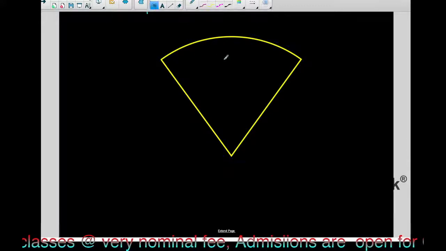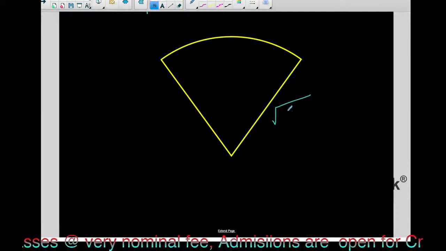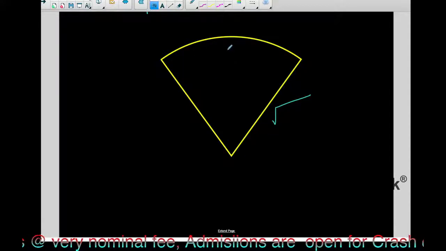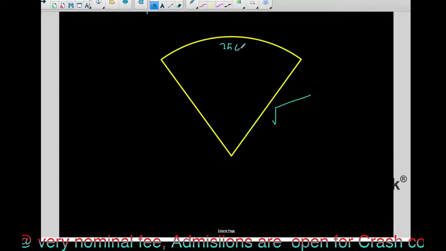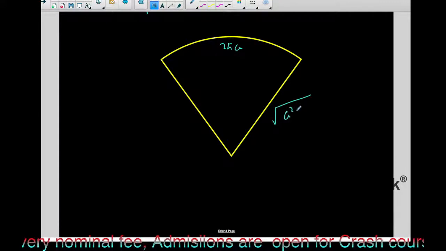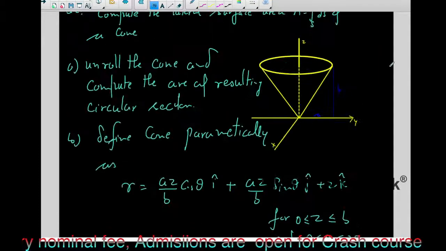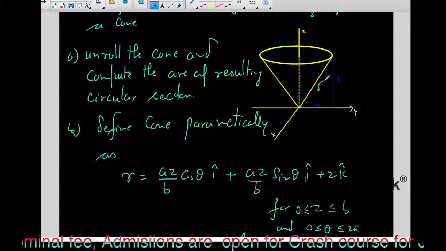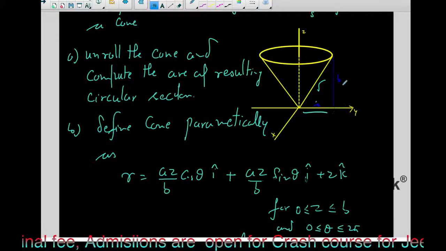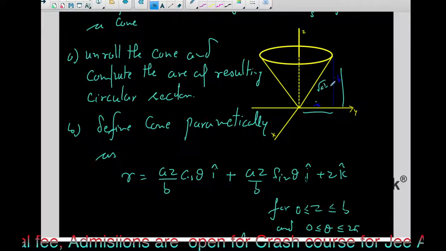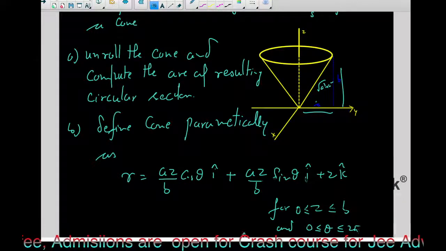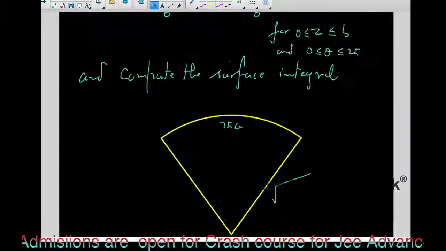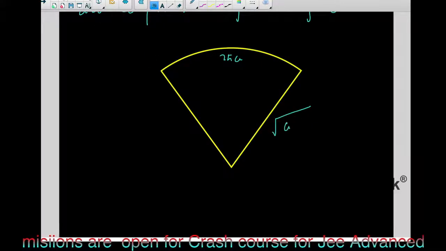So what will the result be here? What will be this length? 2 pi a, and this will be under root a square plus b square. Look here, this length is a and this length is b. By the Pythagoras theorem, you can find this length, under root of a square plus b square. This blue length is a, this length is a, this length is b. So this length is under root a square plus b square, right? That is what I am writing over there.